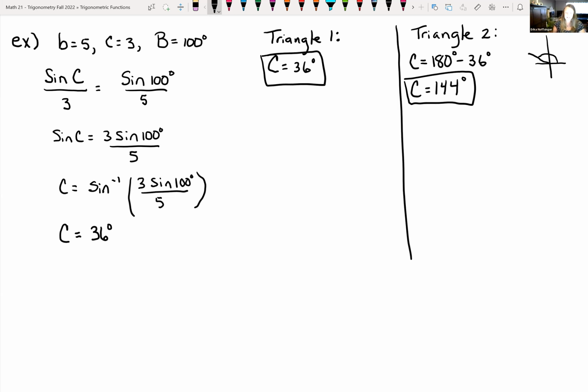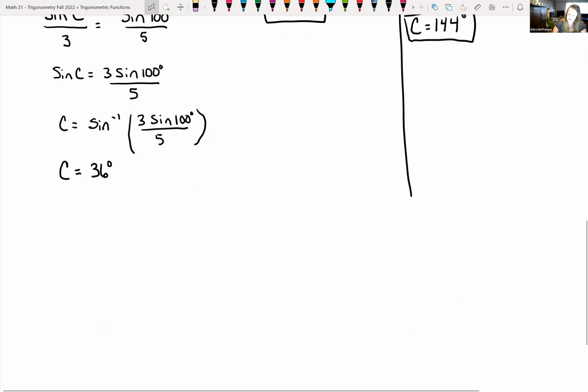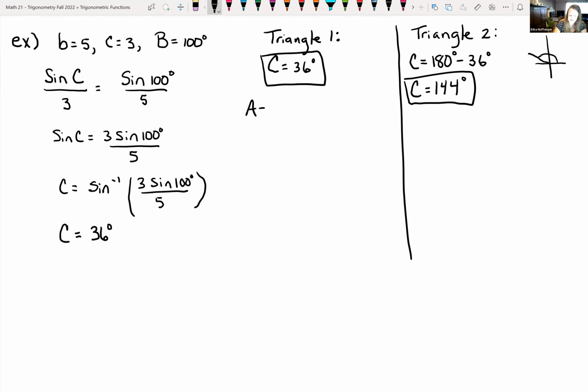So now let's find the missing angle, angle A, and we can do that because we know that the sum of the angles of our triangles is 180 degrees. And so A is equal to 180 degrees minus the sum, 100 degrees plus 36 degrees. So it's 180 degrees minus 136 degrees. So that would get me 44 degrees.